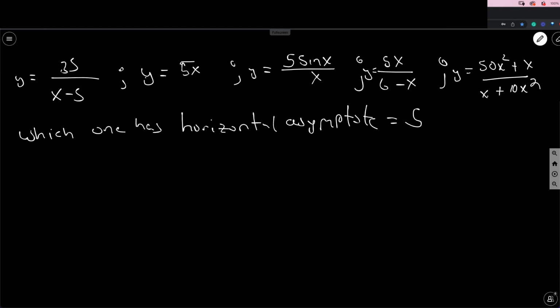So for this problem, we are given 5 different functions, and we want to know which one of those functions has a horizontal asymptote equal to 5. Okay, so try to solve it yourself, pause, but here I will try to solve it.